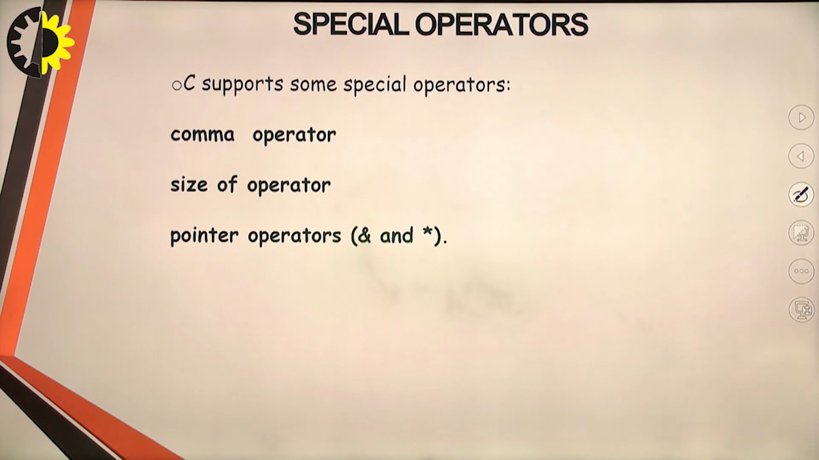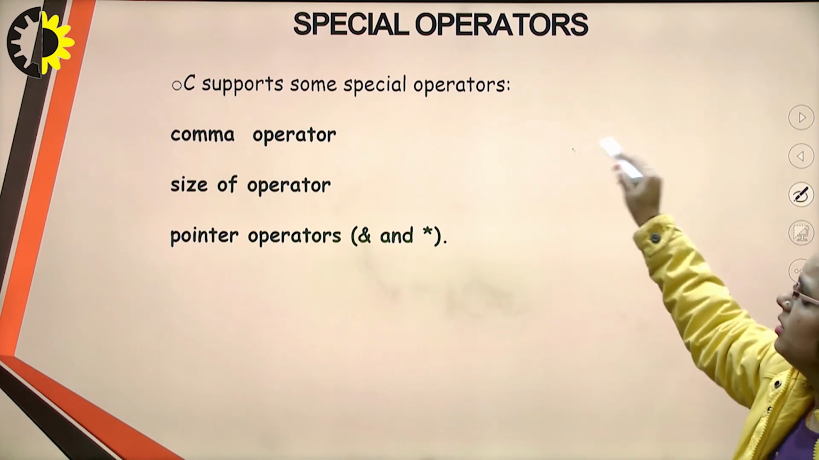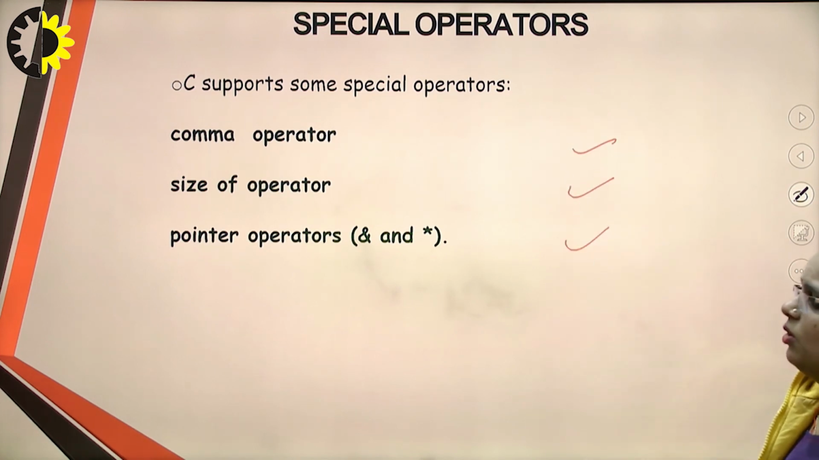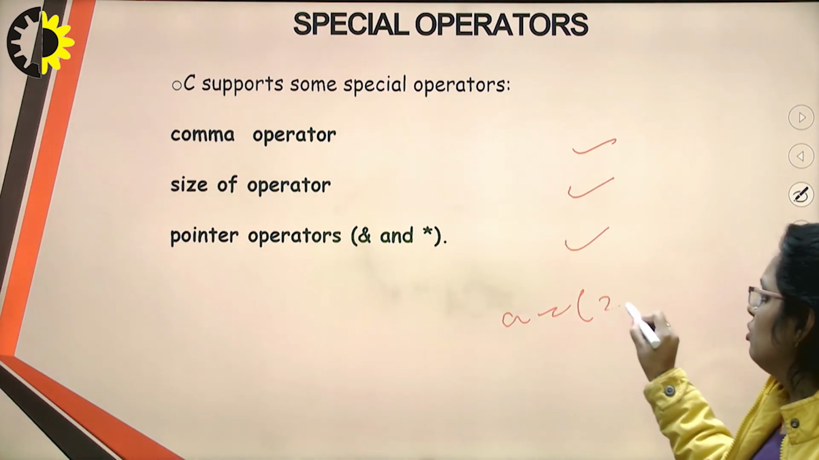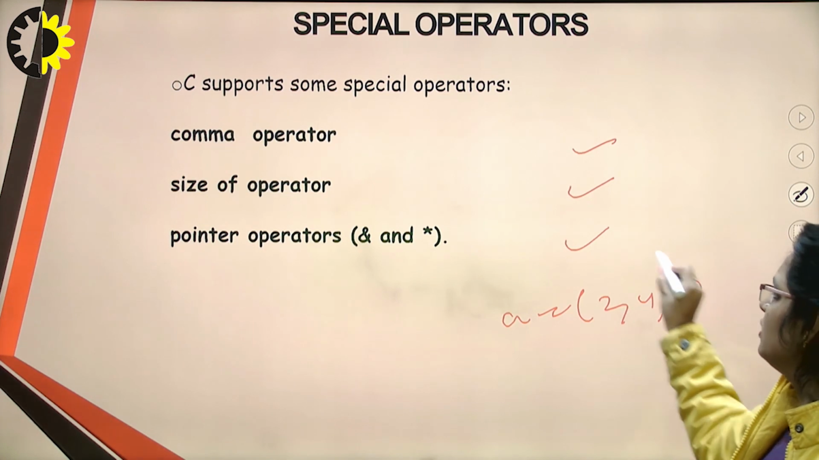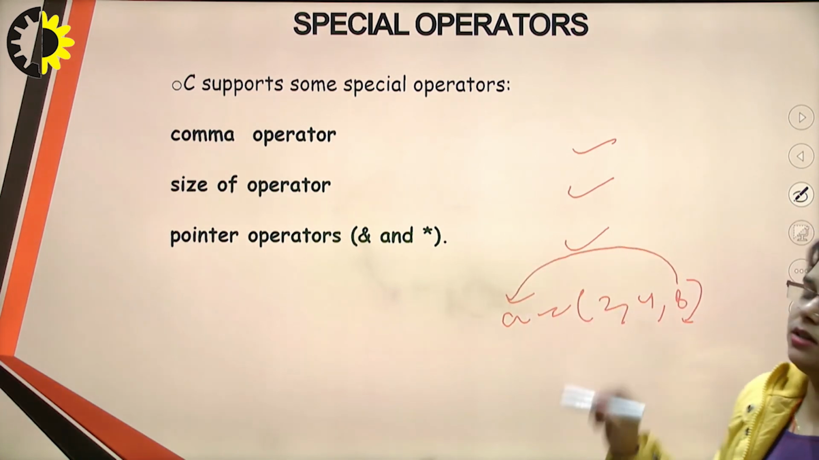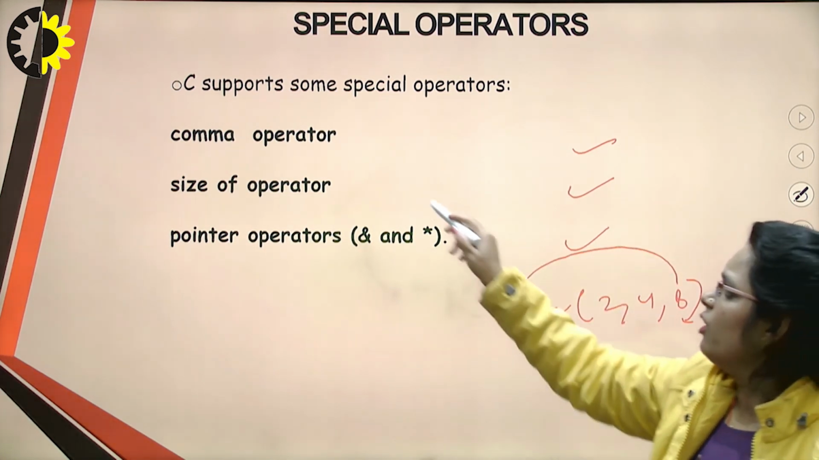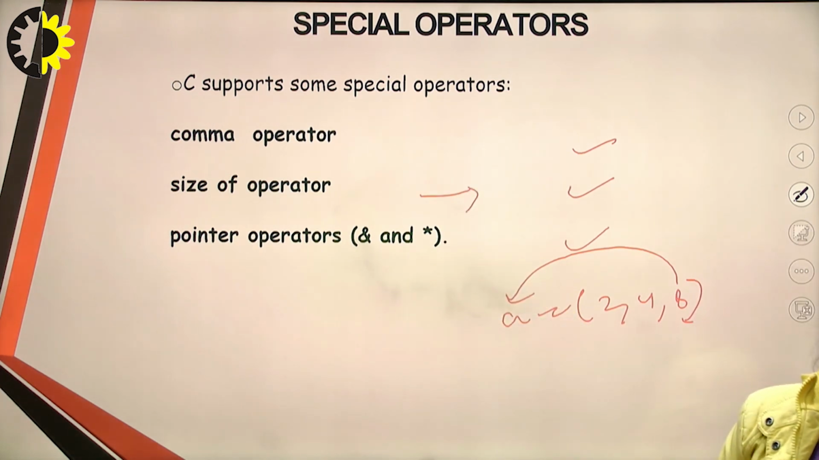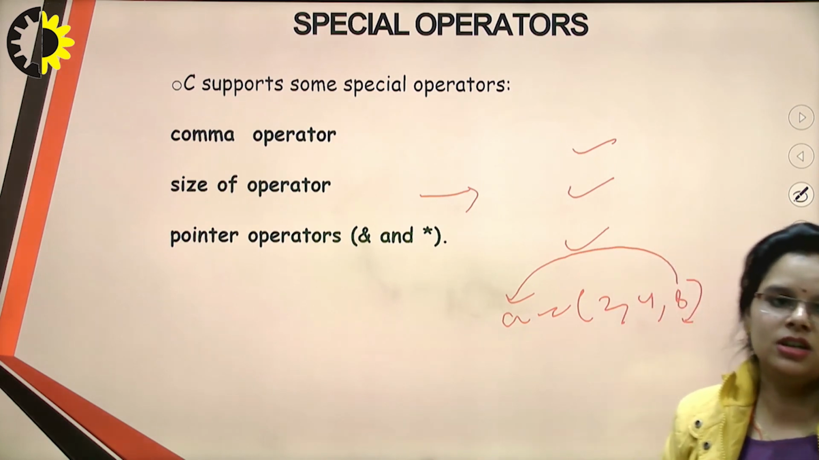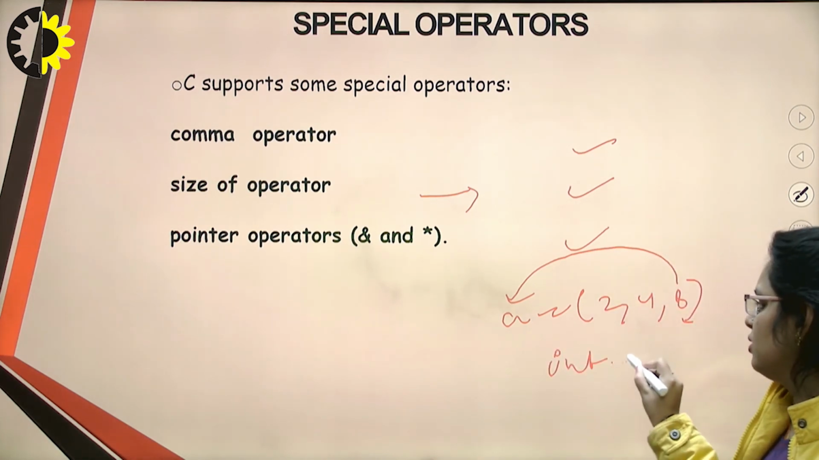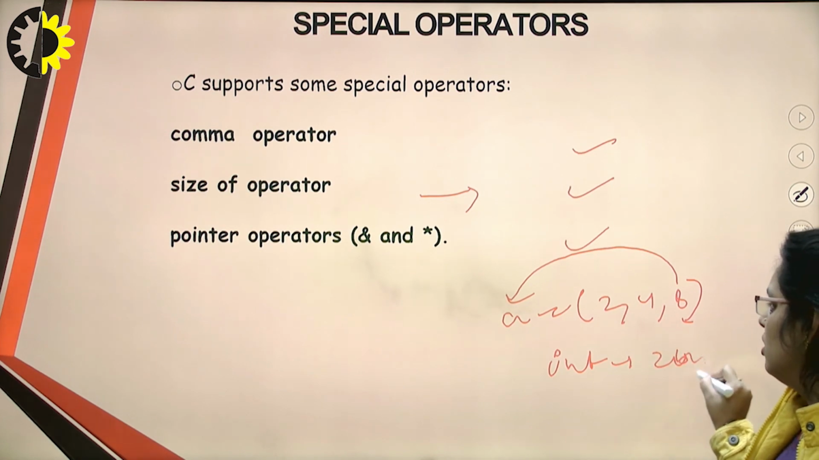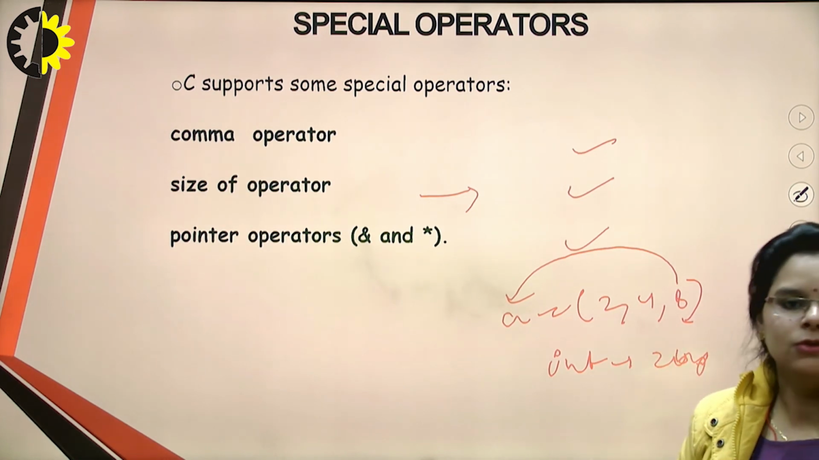There are some other operators, which are known as the comma operator, sizeof operator, and pointer operators. For the comma operator, suppose we have given a equals 2, 4, 8, the last value would be assigned to a. The sizeof operator returns the size of any variable. If we have defined a variable as an integer type or a float type, then it would return the size. Because we know integer has 2 bytes, it would return 2. For float, it returns 4 bytes.